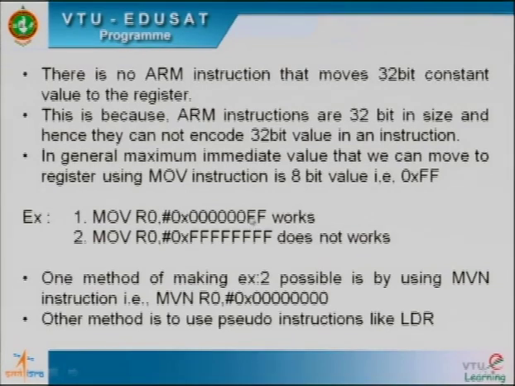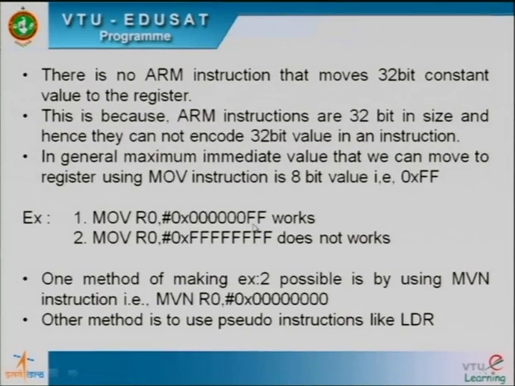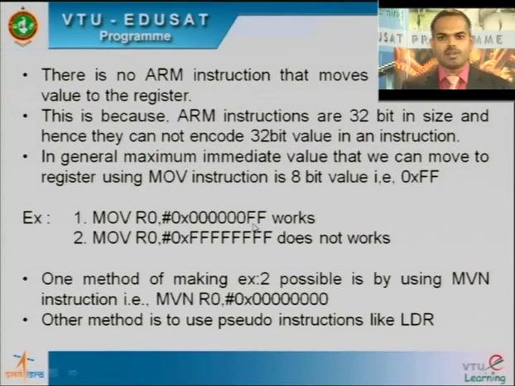If you increase one more F here, that is 5 zeros followed by 3 F's, the instruction will not work, because in the 32-bit instruction only 8 bits are meant for the immediate value. That is what the second example says: MOV R0, 0xFFFFFFFF, all 8 F's. If you give that value, it does not work.